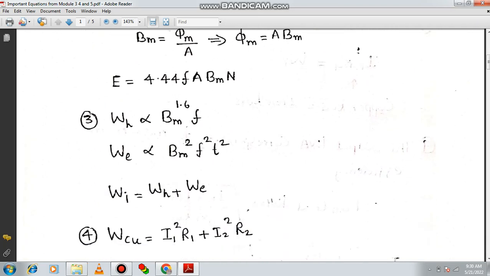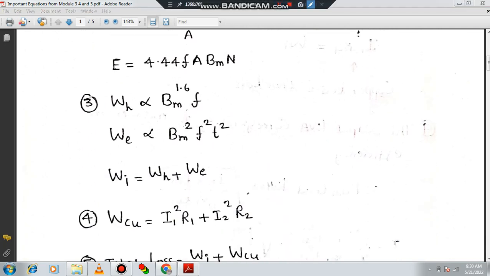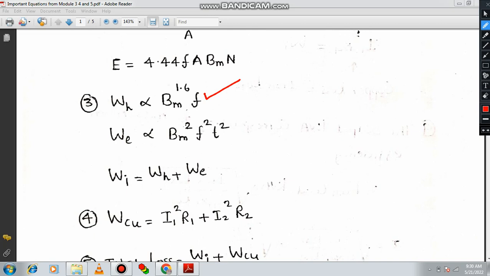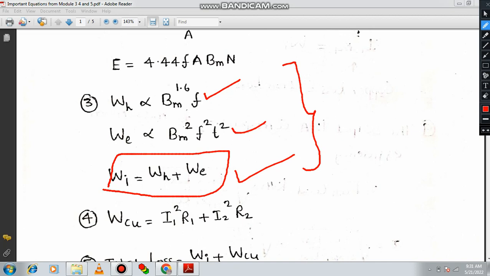Another important point is related to transformer losses. There are two types of losses: one is copper loss, another one is core loss. The core loss can be divided into hysteresis loss and eddy current loss. The hysteresis loss is directly proportional to Bm to the power 1.6 into F, whereas the eddy current loss is directly proportional to Bm square, F square, T square, where T is the thickness of the material, the thickness of the core. Iron loss is nothing but the sum of hysteresis loss and eddy current loss. So this is regarding the core loss or iron loss.